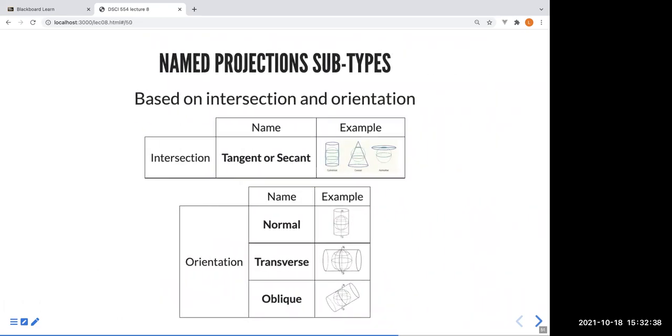You have subtitles for these because the cone, the cylinder, and the plane, you can move it across the surface that you want to project. So if it cuts it, it's called tangent or secant. And also you can orient it in different ways. So here you see, for instance, for the triangle, you can do the normal, the transverse, or the oblique. Okay? And obviously the projection is going to look different depending on what you do.